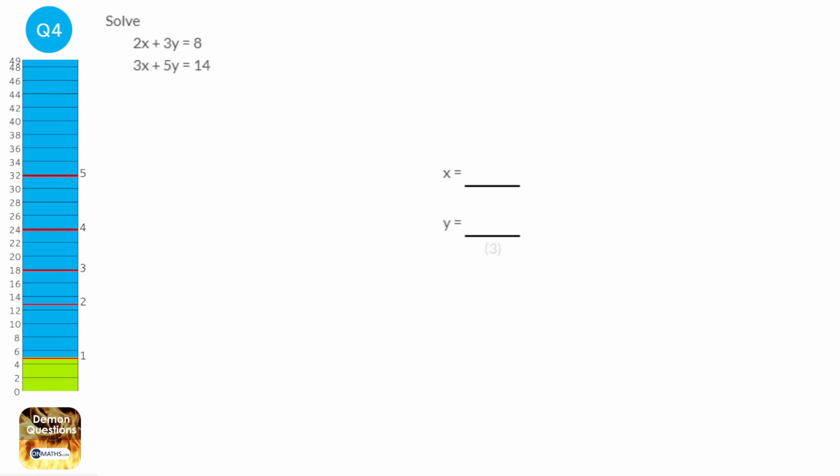So we notice with the simultaneous equations here, the coefficients of the x's and the y's are different. So we need to make either the x's the same or the y's the same. I'm going to pick the y's. So we've got a +3 here and a +5 there. And so we need to find the lowest common multiple of 3 and 5, which is 15. So we need to make them both 15. So I'm going to write out the first equation again.